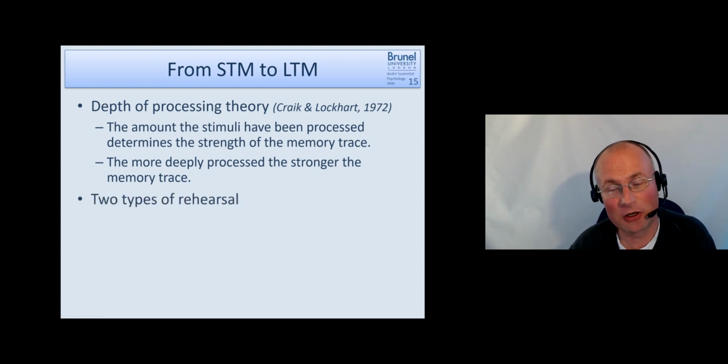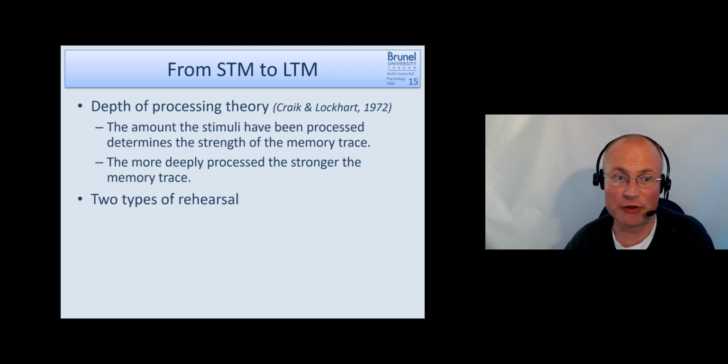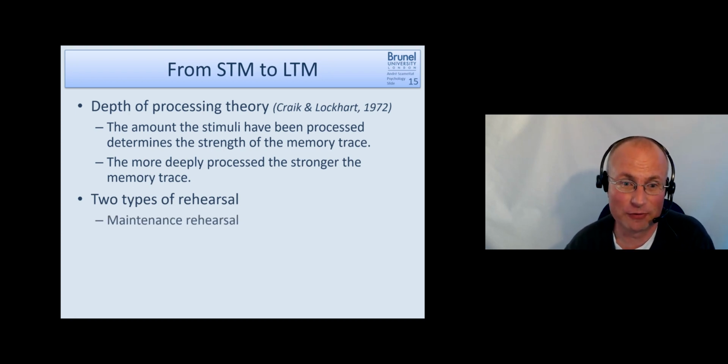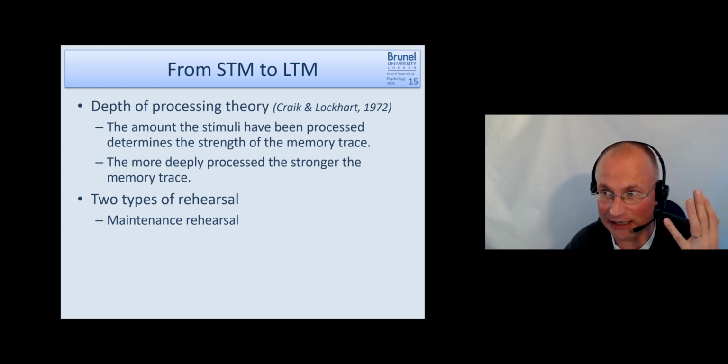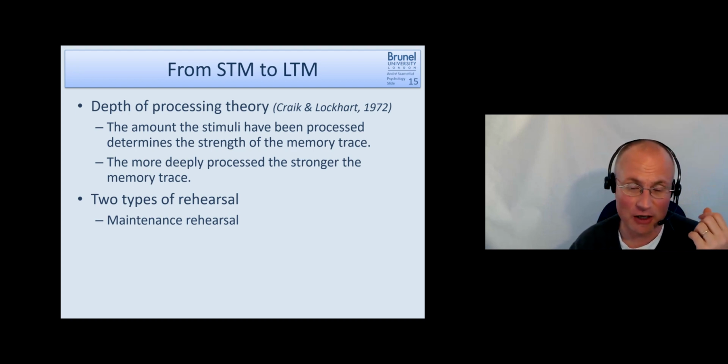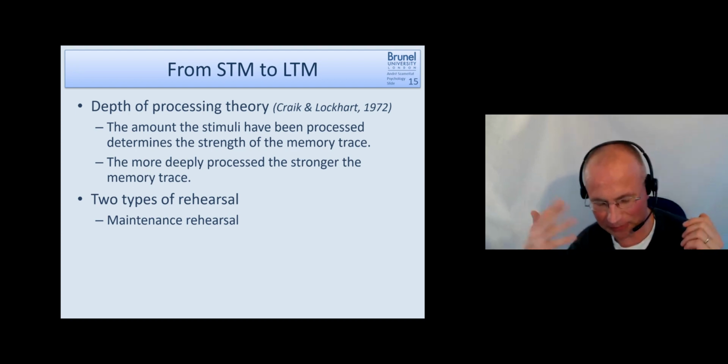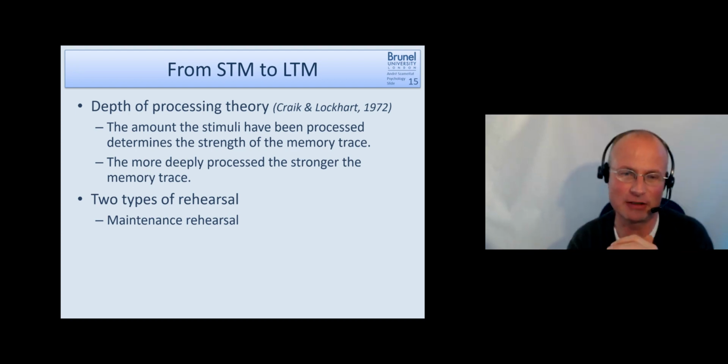And Craik and Lockhart differentiate between two types of rehearsal. First, the maintenance rehearsal, which is really there only to keep information online. Like the example we had before, somebody tells you a number and you just have to keep it online until you find something to write it down.